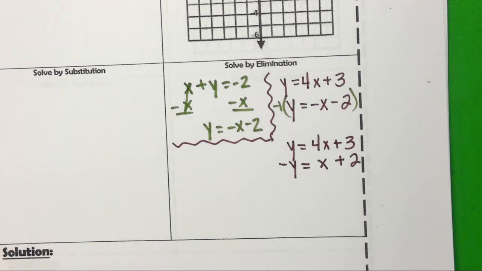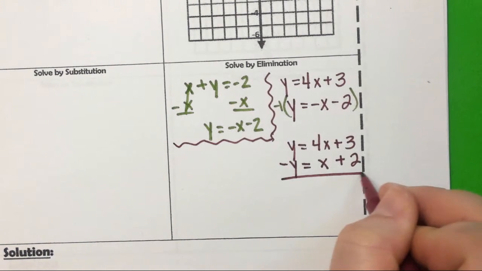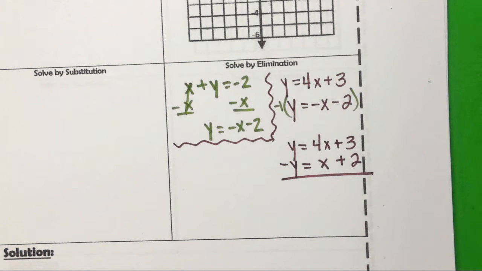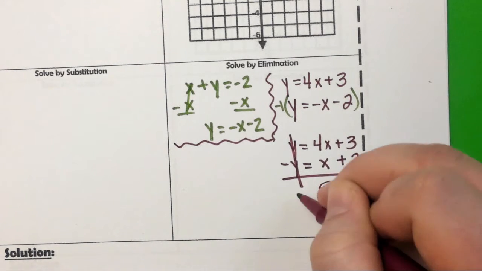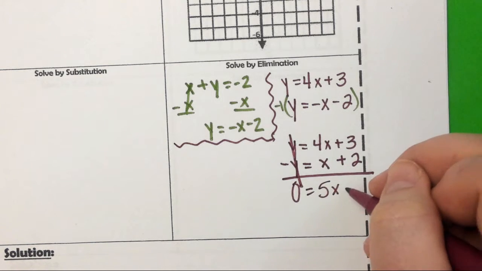Okay, well here's the most important step. It's called elimination because someone gets eliminated. If you end up here and none of the variables cancel out, you've done something wrong. So, boom, the y's cancel out. Y minus y is 0, so 0y. 4x plus x is 5x. So I have 0 equals 5x plus 5.